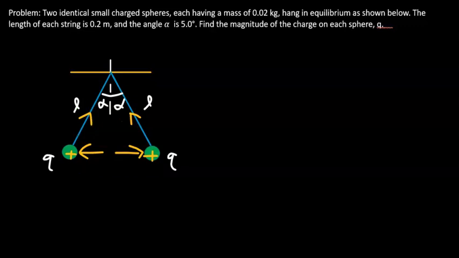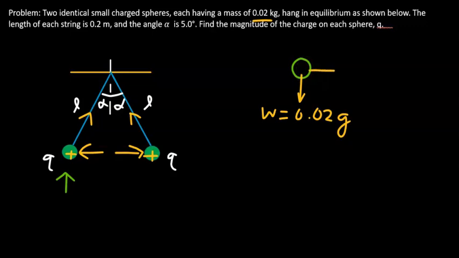So let's look at the free body diagram. It is sufficient to look at just a single charge. So let's look at the left side charge. So that's your charge right there. What are the forces acting on this charge? The first one is the weight. We know the mass. The mass is 0.02 kg. So the weight is 0.02 g, where g is 9.81. The second force is the electrostatic force that is pushing the left charge to the left. Let's call it F. And the third force is the tension in the string that's going in that direction. Let's call it T.